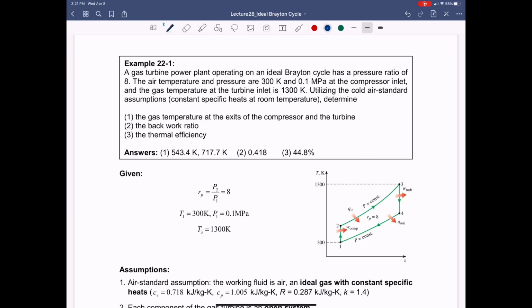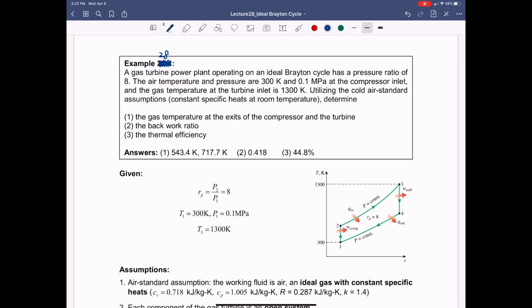So based on what we just discussed, let's try to solve this example problem about the ideal Brayton cycle analysis and see how we can calculate the net amount of work and the thermal efficiency and so on. Before I go further, let me just change my mistake. It's not example 22-1, that is example 28.